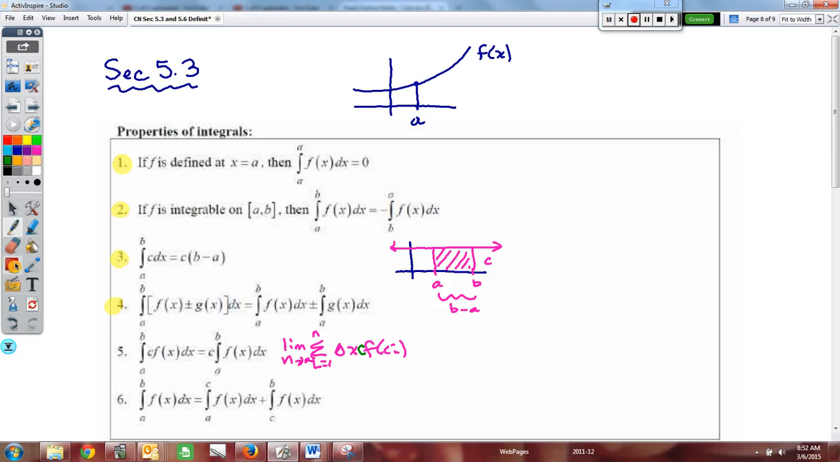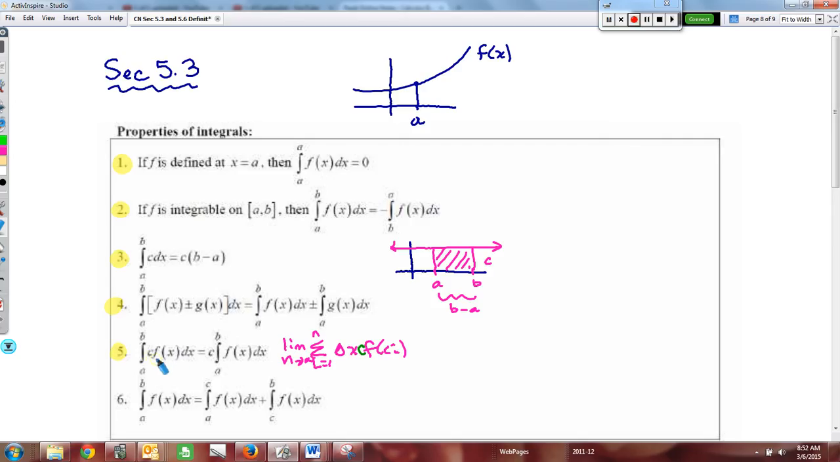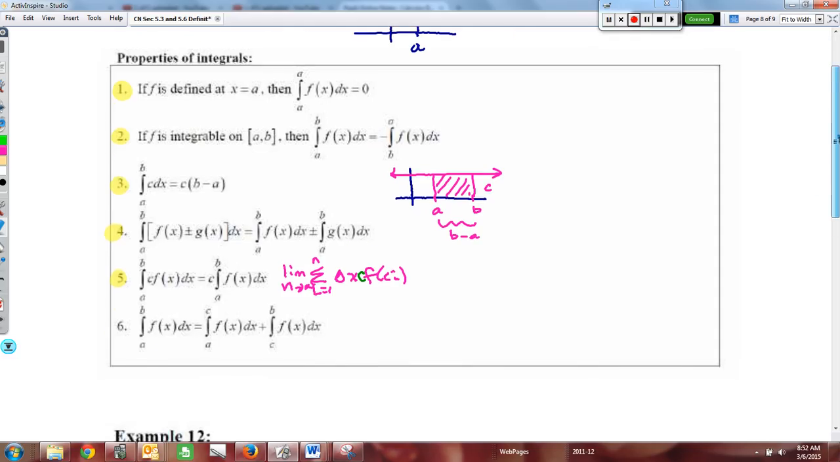So number 5 should make sense according to the rules that we've already learned. So the integration of a constant times a function, we can pull the constant out. And then we take a look at this idea here. And this is a very important idea.